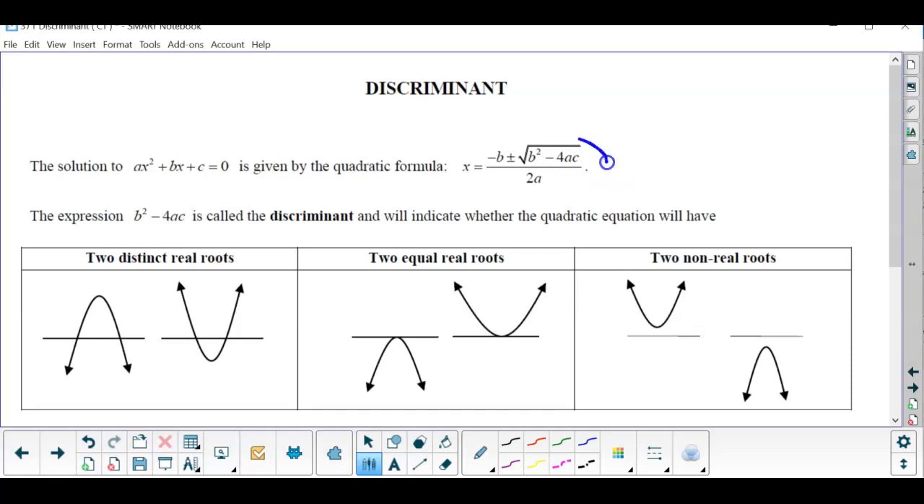The quadratic formula is given here. From that, we can determine that different parts of the formula will tell us different things about the quadratic equation. So b squared minus 4ac is the expression underneath the radical. It's called the discriminant. So that word makes sense. From that value, we're going to decide how many roots we have.